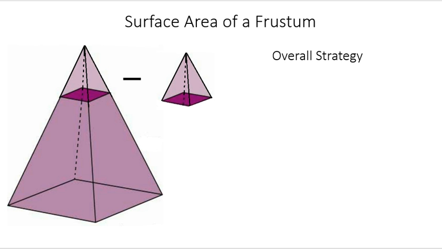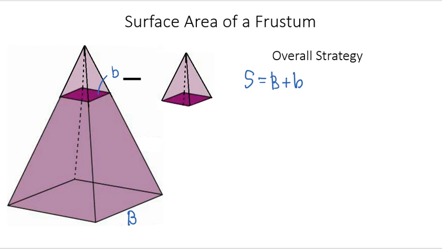This frustum has a top base and a bottom base. They've got to be part of the surface area. So my surface area of my frustum is going to be the area of the big base down here, which I'll call big B, plus the area of this little base up here, which I'll call little b. So I've taken care of the area of the bases.